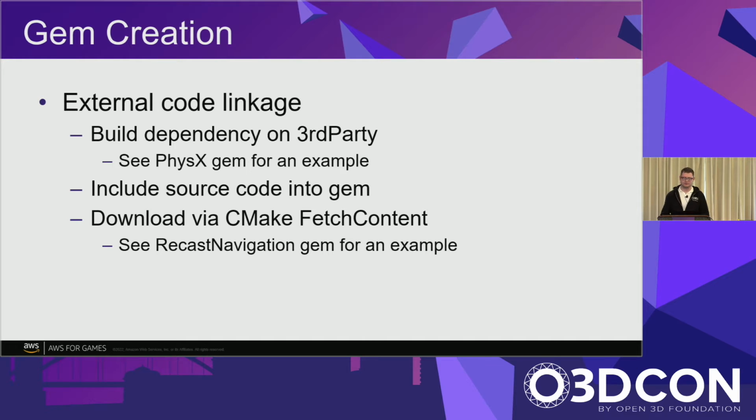The other thing you can use is a feature from CMake called FetchContent. This allows you to download your library directly from, for example, a GitHub repo, and build it as part of your CMake process. A good example of that is the Recast Navigation Gem, which Oleg just mentioned in the previous talk. You can check that.